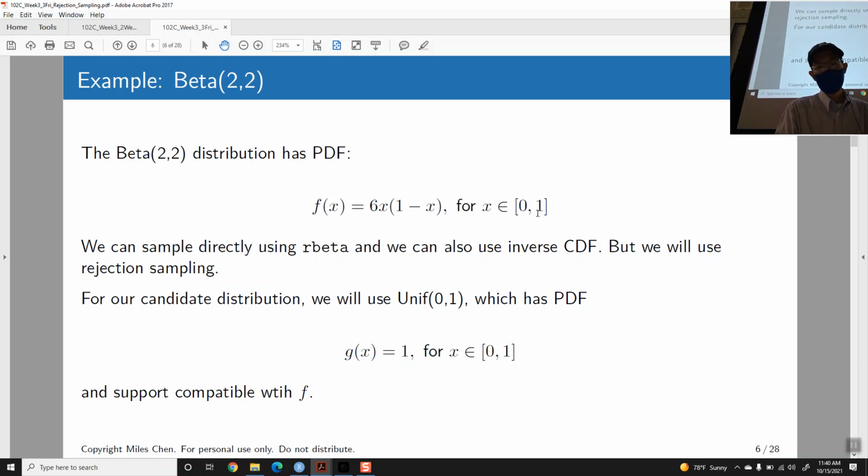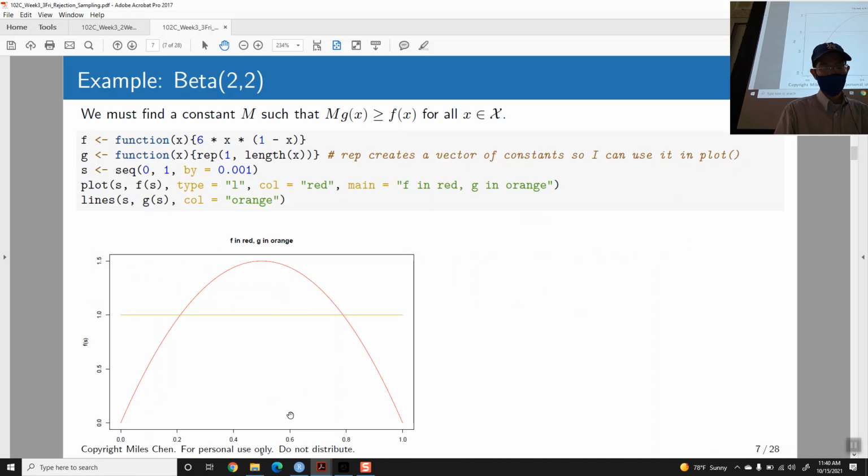Our candidate distribution will just be the random uniform, which has PDF 1, and its support is compatible. This is what the distribution looks like. F is the red line, the beta(2, 2) distribution, and our candidate distribution is in orange, and that has PDF equal to 1 for all of this.